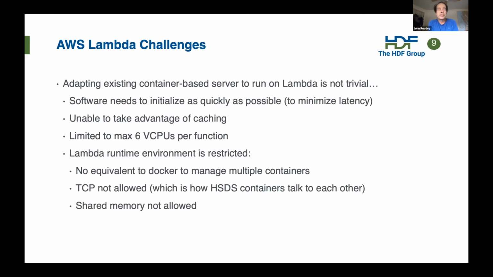Sounds good, but there are some challenges. One is that, unlike a server, with Lambda everything has to be set up as fast as possible because each request is a new Lambda instance. So you can't be waiting around for the software to be ready. There's no caching, right? So if you access the same data repeatedly, you're still reading that data from S3 each time. There's a limit to the number of virtual CPUs you can have per function. And the actual runtime environment is restricted. So there's no Docker, there's no TCP, there's no shared memory. So we have to make some changes in how this is implemented.